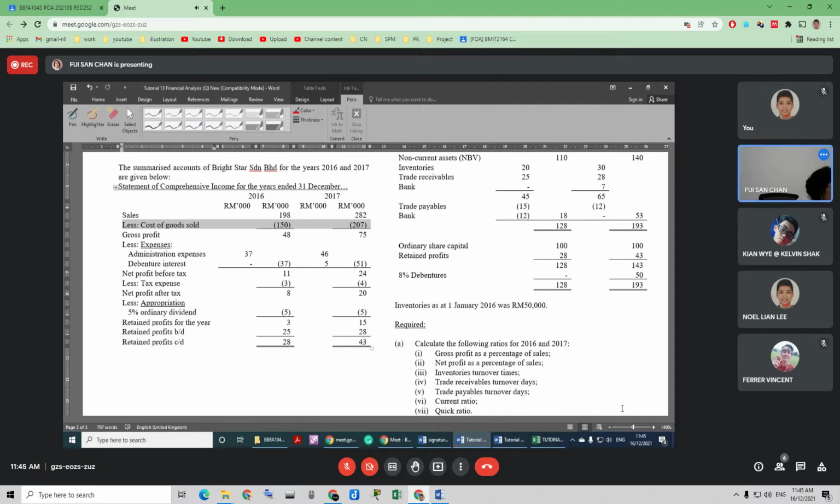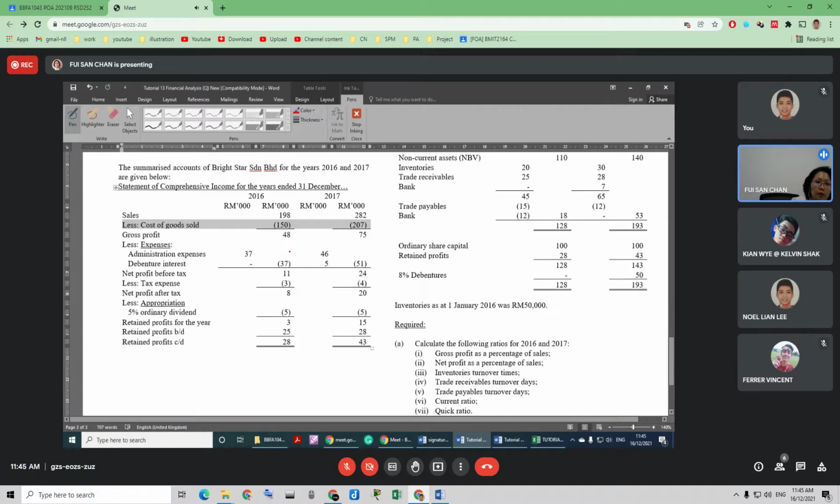Can I find 5,000, 50,000, negative? How to find 50,000? Plus. Okay, let me use my pen tablet to show you the working, so you can calculate.